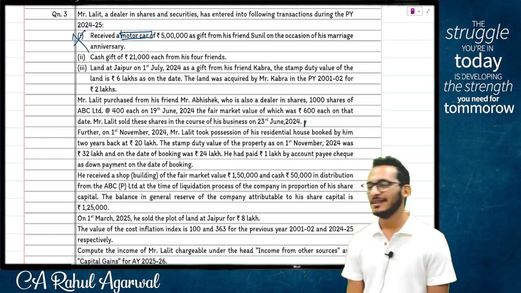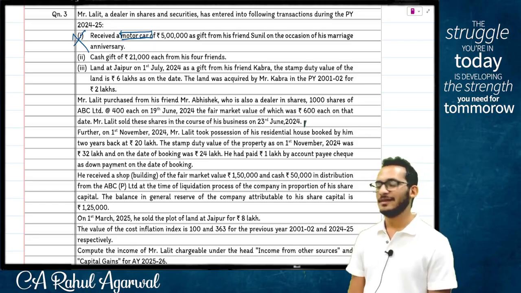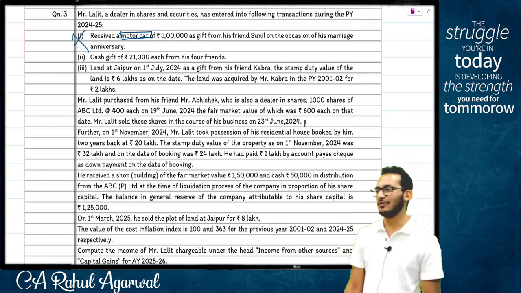Not taxable. Yes. Most of the papers I corrected had it wrong. Motor car is not a specified movable asset. Cash gift of 21,000 each from 4 of his friends.